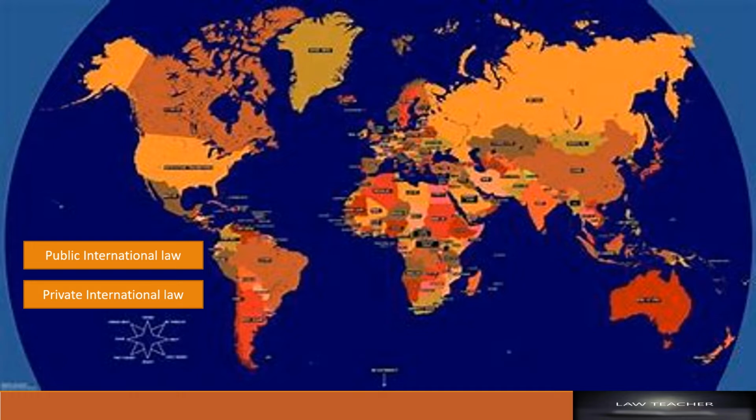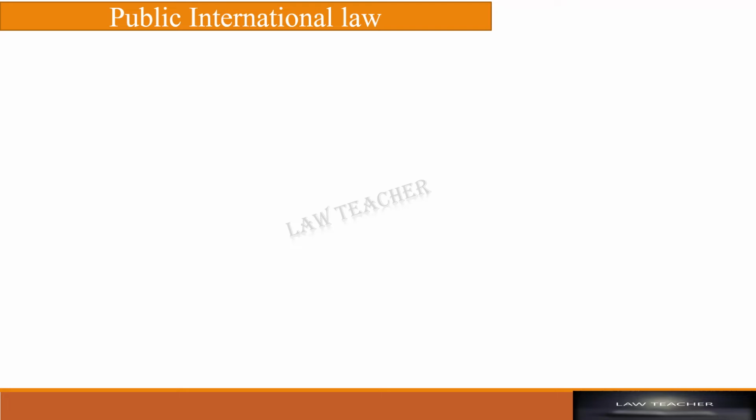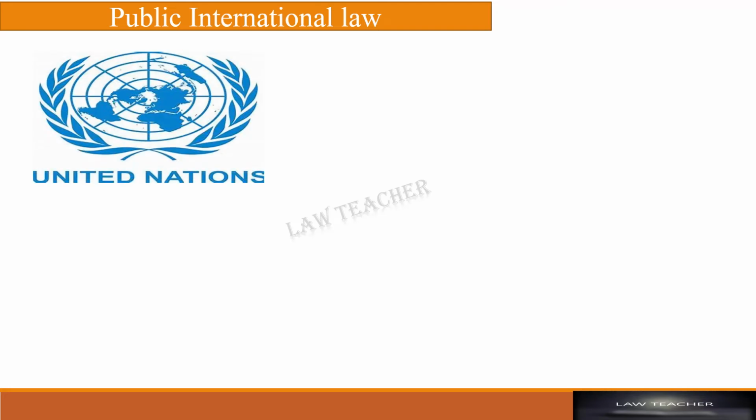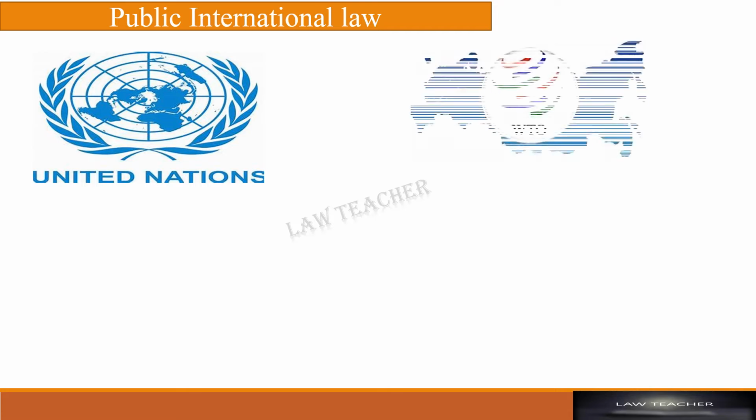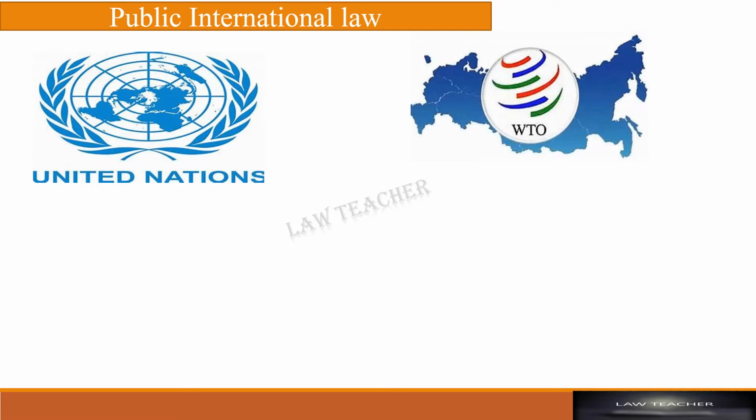Globalization and advances in technology have made international law very important. Public international law deals mostly with the rights and responsibilities that countries have towards each other. In international law, countries are usually referred to as states. Public international law also applies to international organizations such as the United Nations and the World Trade Organization.